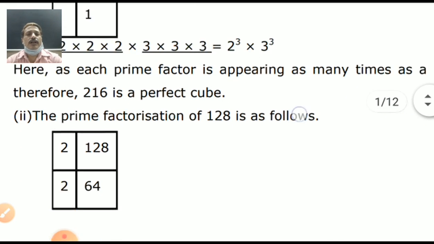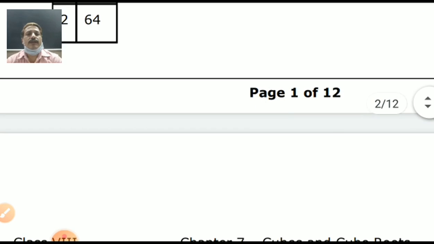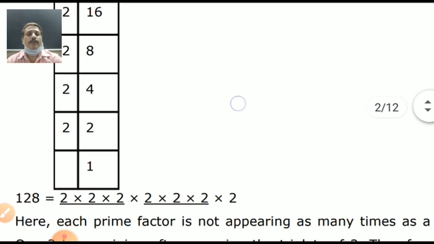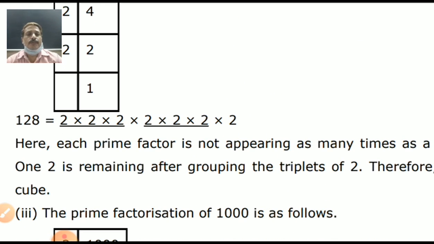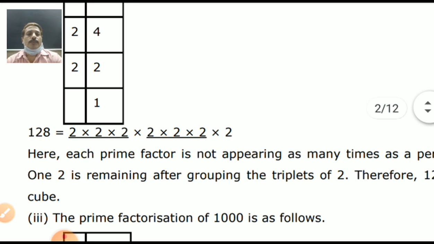Next one, 128. 128 is also divided by the same method. And we will get at last 2 into 2 into 2 into 2 into 2 into 2 into 2. Here two groups of 2 multiplied three times, and one 2 is alone. So that's why this is not a perfect cube.